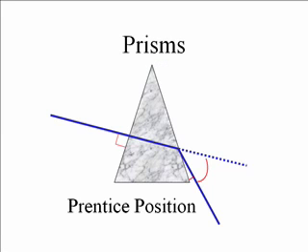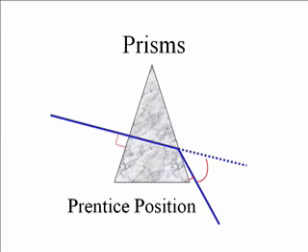There is one prismatic orientation that has an eponym, and much to my dismay, it is not Young's position, but it is the Prentice position. And in the Prentice position, one of the rays of light, and we can think of it as being the incident ray of light, is oriented perpendicularly to the first interface.